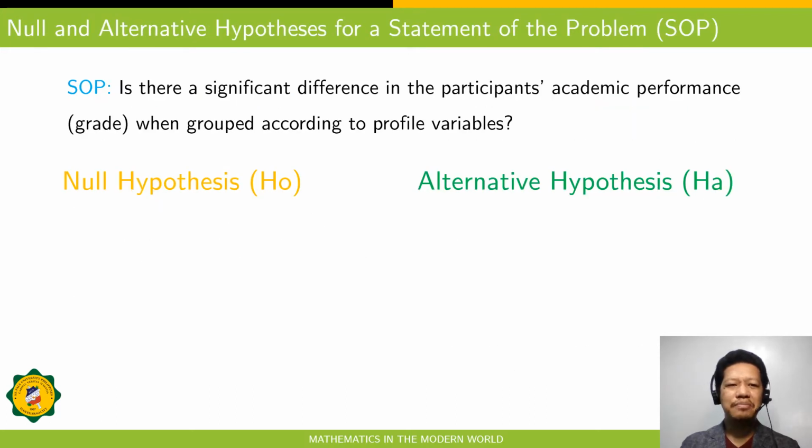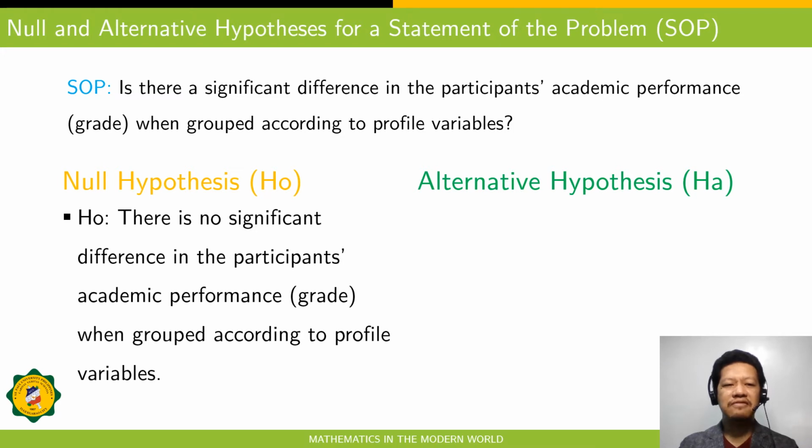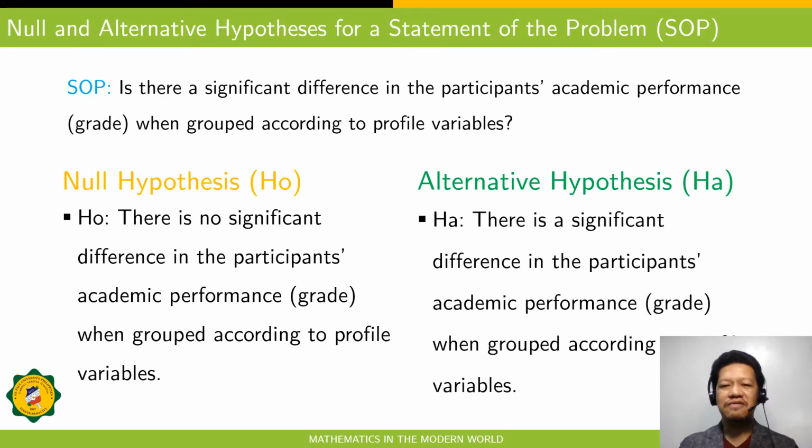And here is an example of a null and alternative hypothesis based from a given statement of the problem. Let's say our SOP is: is there a significant difference in the participants' academic performance when grouped according to profile variables? So how are we going to state our null hypothesis? It can be stated as there is no significant difference in the participants' academic performance when grouped according to profile variables, while our alternative hypothesis can be stated as there is a significant difference in the participants' academic performance when grouped according to variables.